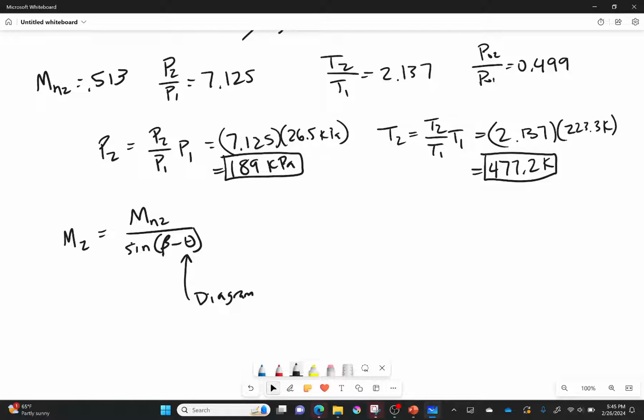Okay, so we found it from the diagram, and so now we can plug everything in to find out what our Mach number is behind the shock wave. So it comes out to be 0.513, because that's what we got from our tables earlier, over sine of 30 minus 20. And what's that come out to be? That's equal to 2.95. Okay, that's good. We've got a third of the things we're looking for. Whew. Can we find everything else? I really hope so. We're going to find out.